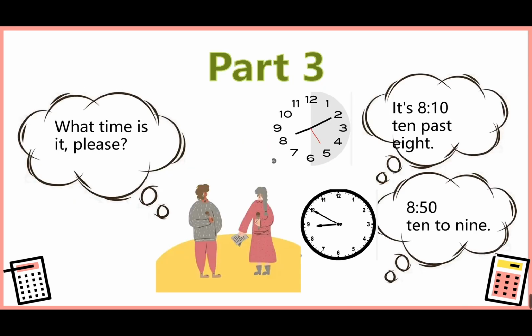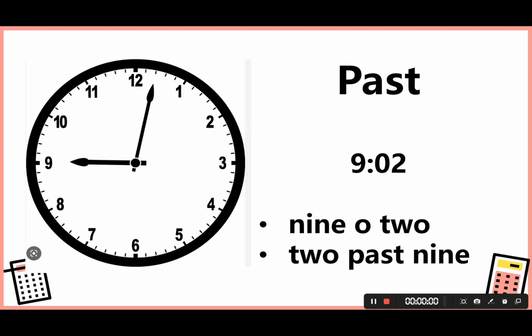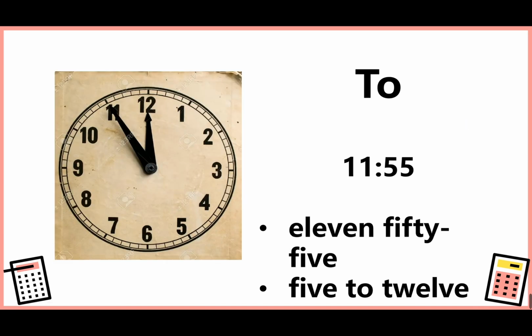Part 3. What time is it? It's 10 past 8, and it's 10 to 9. We can use past when it's not over 30 minutes. For example, when it's 9:02, you can say it's 9:02, or you can say it's 2 past 9. When the clock goes over 30 minutes, we use to to tell time, such as 11:55, you can say it's 11:55 or it's 5 to 12.